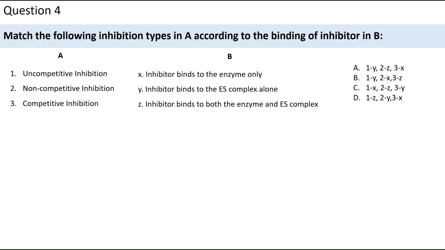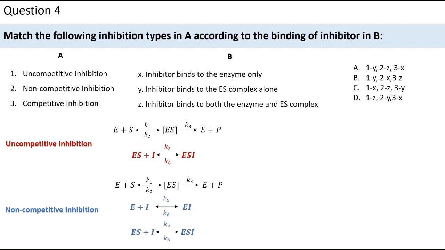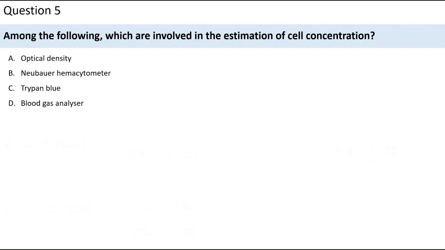Moving to question 4, uncompetitive, non-competitive and competitive inhibition. We just saw that in uncompetitive inhibition, the inhibitor will bind only to the enzyme substrate complex, whereas in non-competitive, it can bind to the free enzyme as well as the enzyme substrate complex. In competitive inhibition, it can bind only to the enzyme. Okay, so accordingly the answer is A.